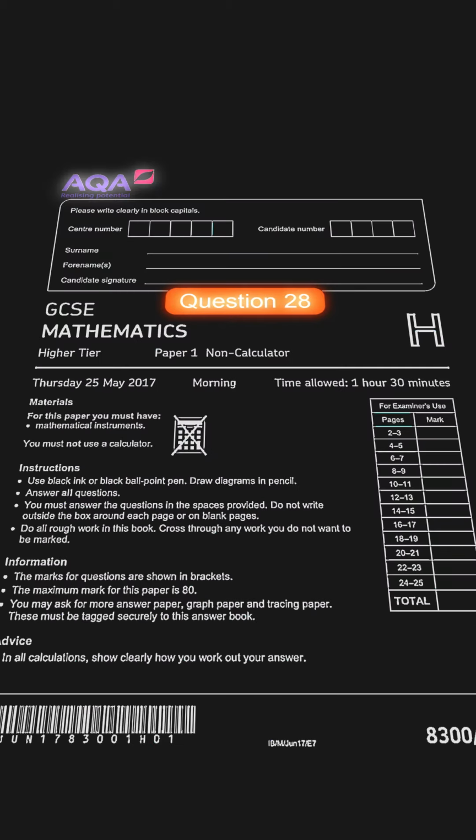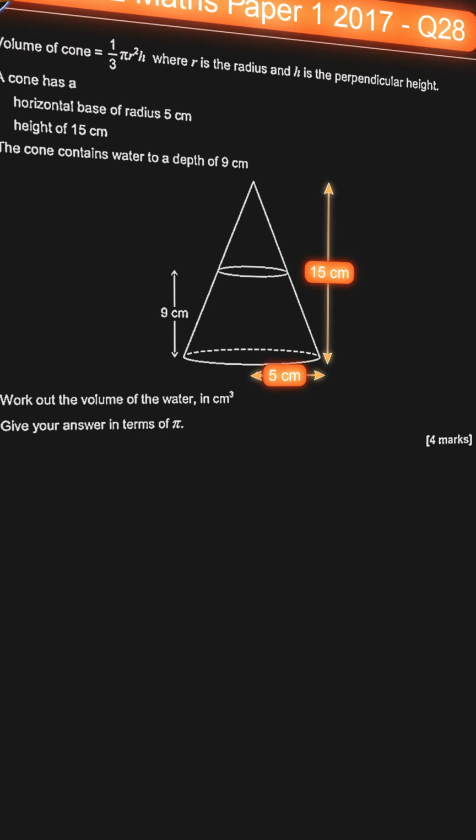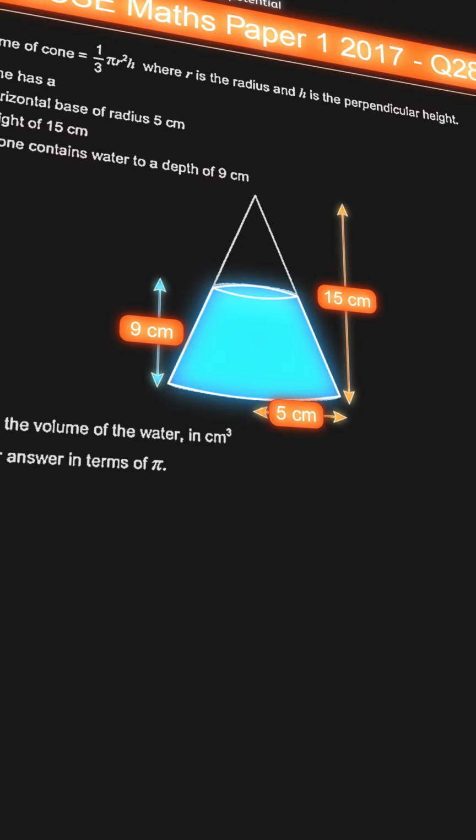GCSE AQA Maths Paper 1 2017, question 28. A cone has a horizontal base of radius 5 cm and a height of 15 cm. The cone contains water to a depth of 9 cm. Work out the volume of the water in centimeters cubed. Give your answer in terms of pi.